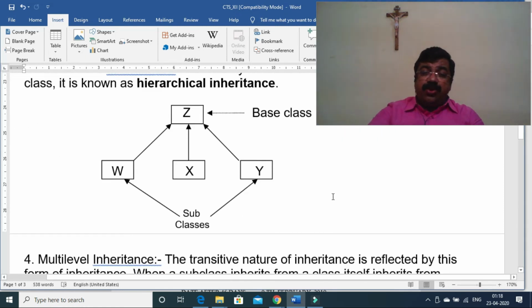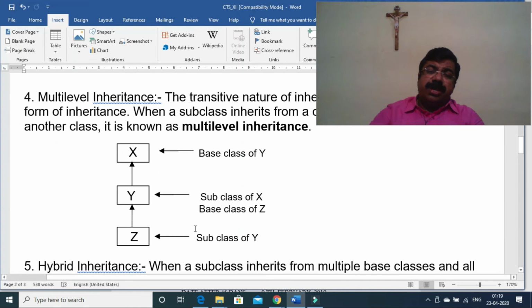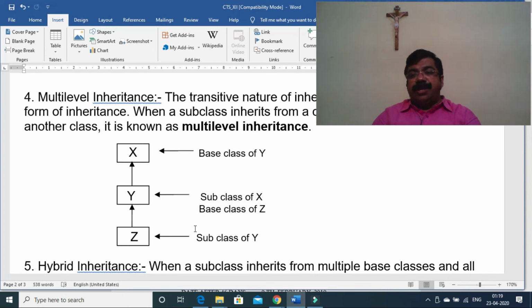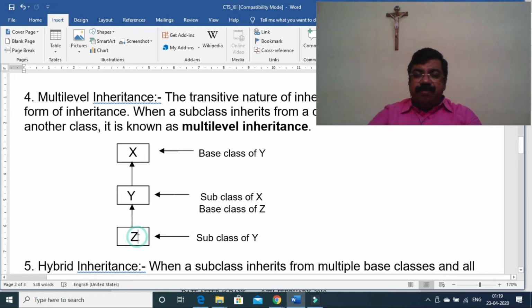Again, the next point, multi-level inheritance. In multi-level inheritance, just imagine the relationship I said earlier. Our grandfather comes in again: grandfather, father, as well as the grandson. X stands for the grandfather, Y stands for the father, and Z stands for the grandson.